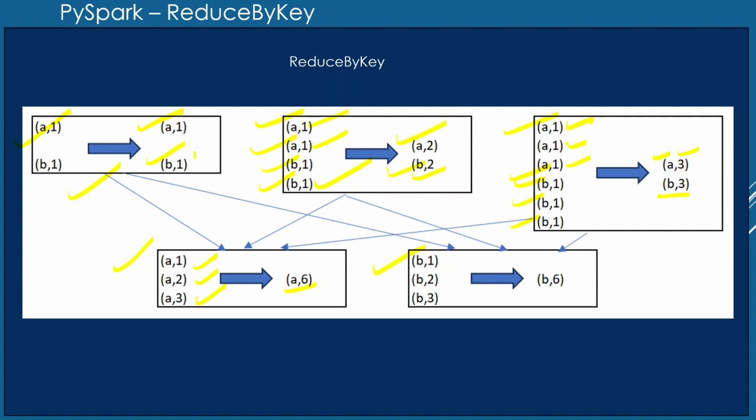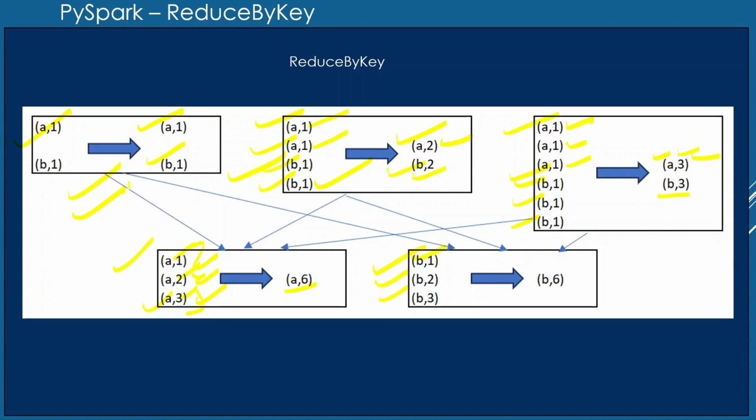So for A, from here A1, from here A2, and here the final output is A3, so it is coming up as A3, and this is the sum aggregation of these values, which was performed in the same partition. This is A equal to 6, because the values 1, 2 and 3, if you sum them up, will be 6. Same for B.